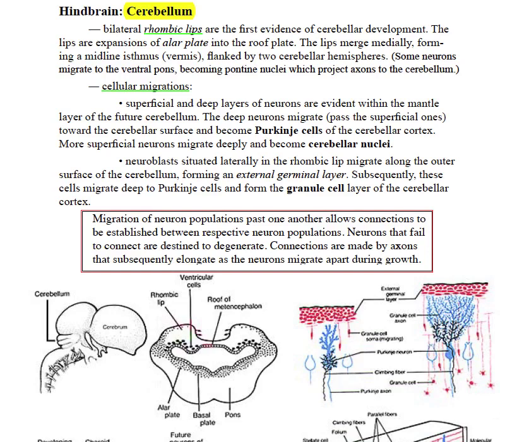The cerebellum develops bilaterally from rhombic lips, which are dorsal expansions of the alar plate. As you can see down here, rhombic means hind, and these are lips that grow up from the hindbrain. They will meet at the midline, creating a vermis and bilateral cerebellar hemispheres. Here you see the cerebellum growing up from the hindbrain region. Also, some of the neurons in the rhombic lips will migrate out of the cerebellum, migrate to the ventral pons, and become pontine nuclei, which will send their axons into the cerebellum.